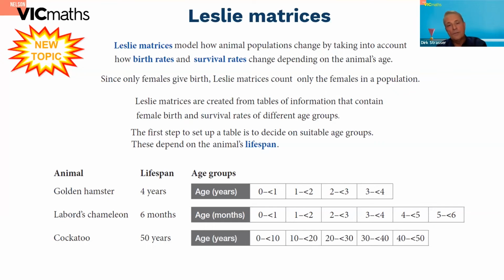A cockatoo lives 50 years. I think splitting it up into 10-year groups would probably be the way to do that, because it's probably not manageable doing it any other way. So that's the starting point. You need these age groups. You can't do anything until you've got those age groups.